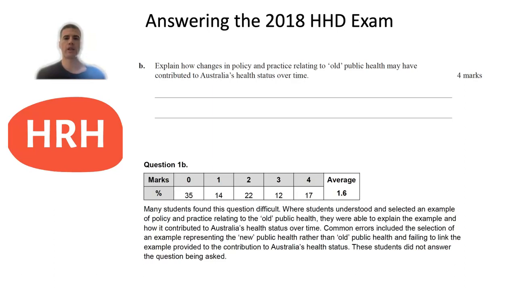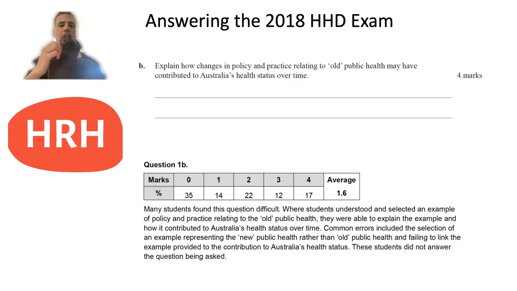So as you're probably aware, changes in policy and practice linked to old public health are things like improvements in access to safe water, improvements in sanitation, as my little kitty cat walks across the screen here, improvements in things like quarantine, nutrition. So you could have chosen any of those particular examples and then tried to link that into an improvement in Australia's health status over time. And so that improvement in health status could have been an increase in life expectancy, a decrease in infant or under 5 mortality, or a reduction in burden of disease for particular conditions such as infectious diseases.